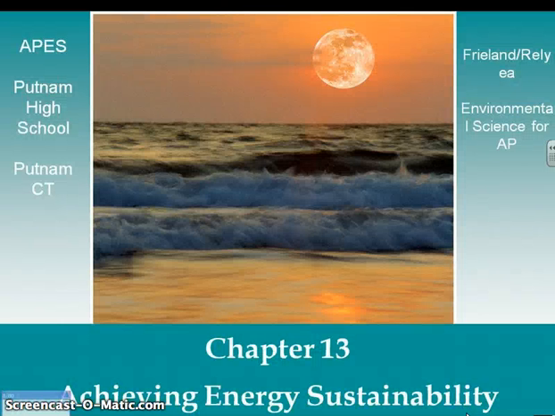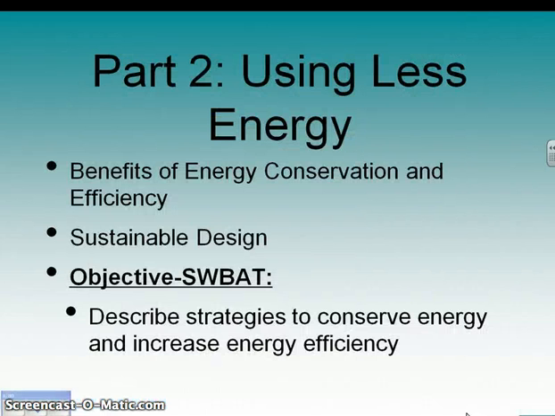All right, everybody, and we're back with part two of chapter 13, Achieving Energy Sustainability. In part two, we're going to look at how we can use less energy. The first section will be about the benefits of energy conservation and efficiency, and then the second part will be about sustainable design. Our objective after we finish this section is that we should be able to describe strategies to conserve energy and increase energy efficiency.